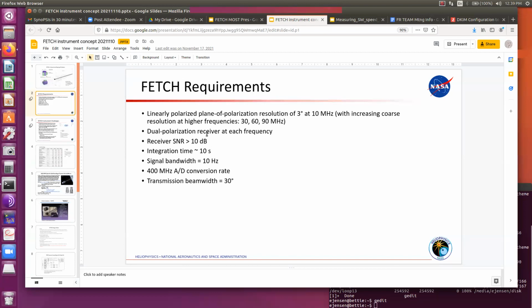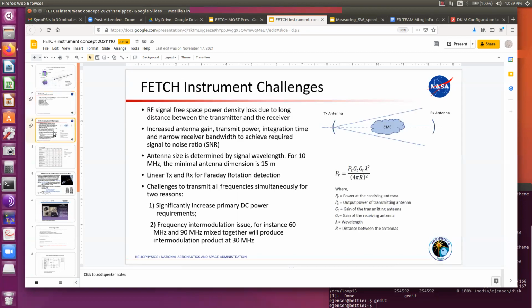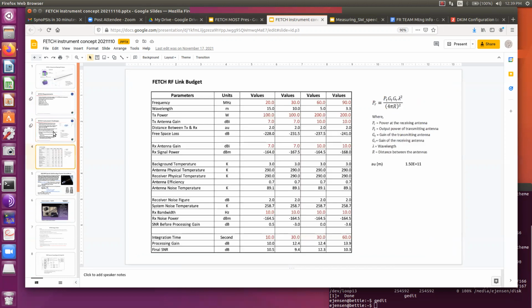And so, let's see. Yeah, so here you can see the integration time. Here you can see the frequency. Transmission power, we're looking at pushing out 100 to 200 watts through the antenna. And then aside from that, it doesn't need special temperature for operations.